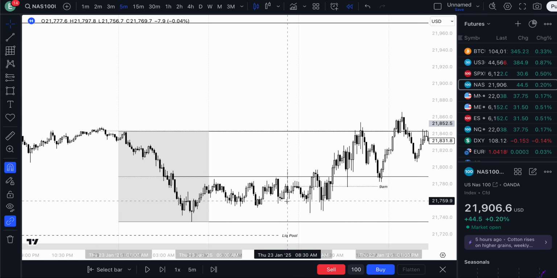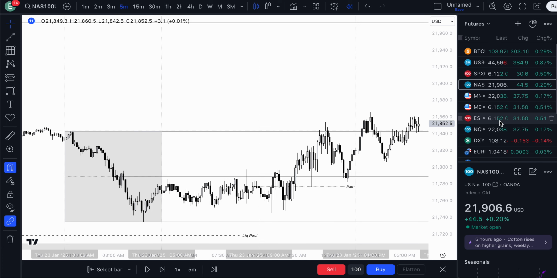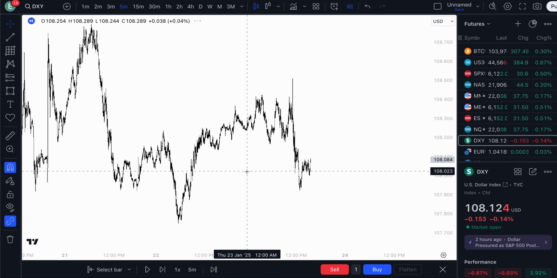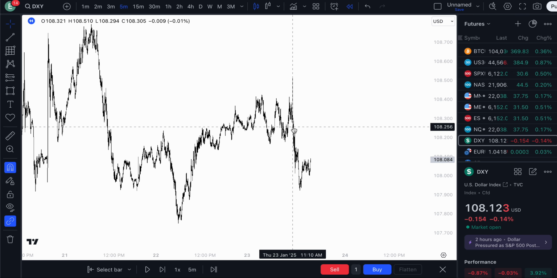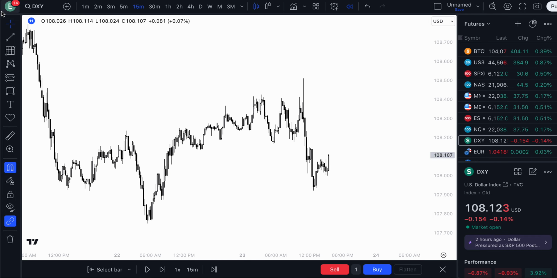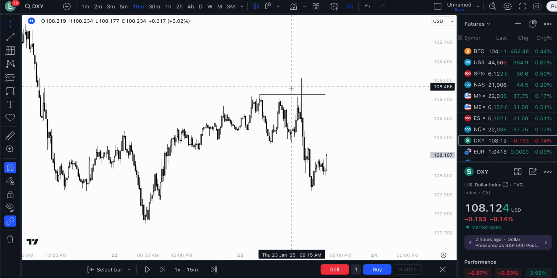This 11 o'clock wick was this right here. Trump speaking, 11 a.m. He said a lot of stuff about oil and interest rate stuff. So, I mean, it did affect the dollar. You can see 11 a.m. right here. We had a manipulation to take out this liquidity, rejection.